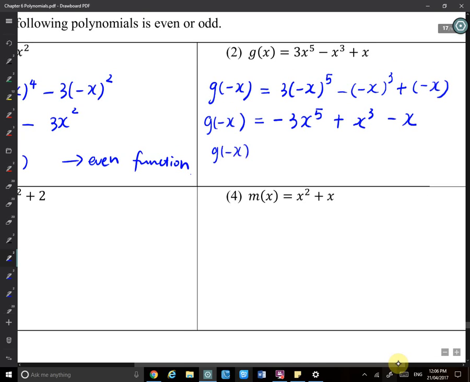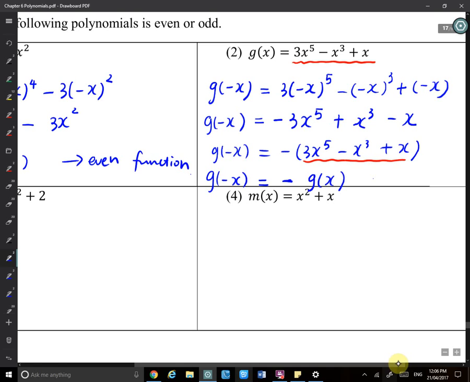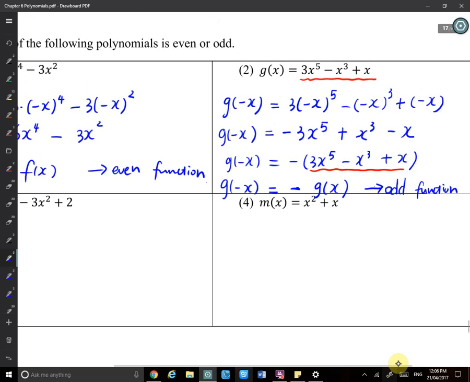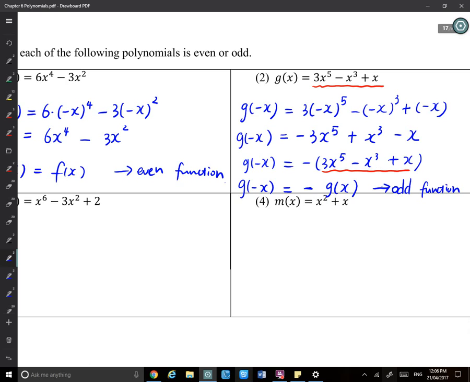Okay, let's take a negative sign out. That's negative 3x to the power of 5 minus x to the power of 3 plus x. And you can see that is equivalent to that. So you will say g(-x) is equal to negative g(x), and that is an odd function. Okay, that is an odd function. So always interesting.